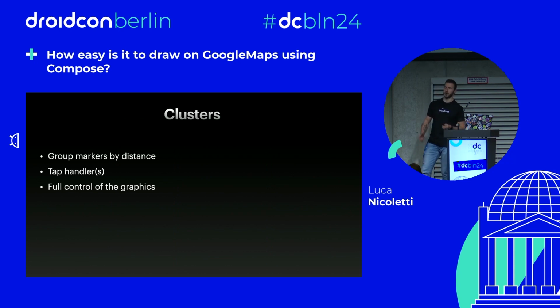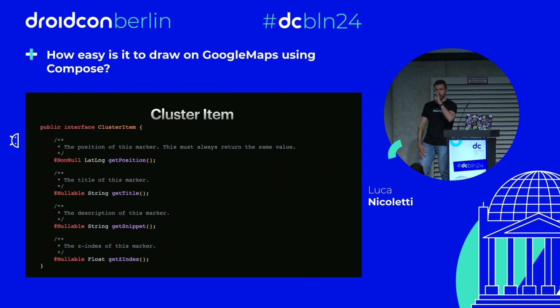Clusters group markers by distance. You can fully customize the tap handlers on everything, cluster and icons. And you have full control of the graphics for both the cluster item and the marker item. To use cluster, you need to use a cluster item, which is an interface that requires you to specify the position. The position is the only parameter that you have to provide.